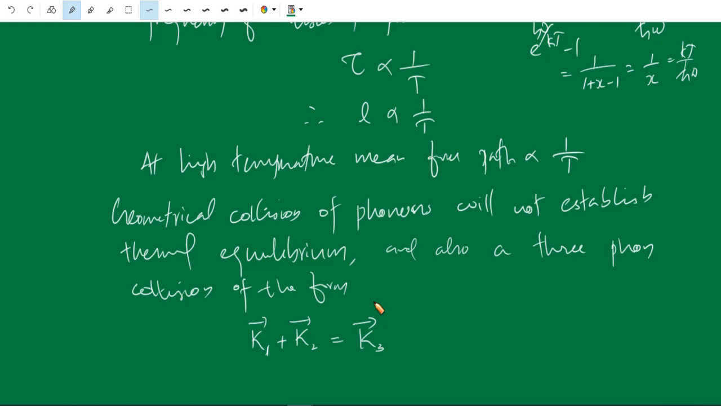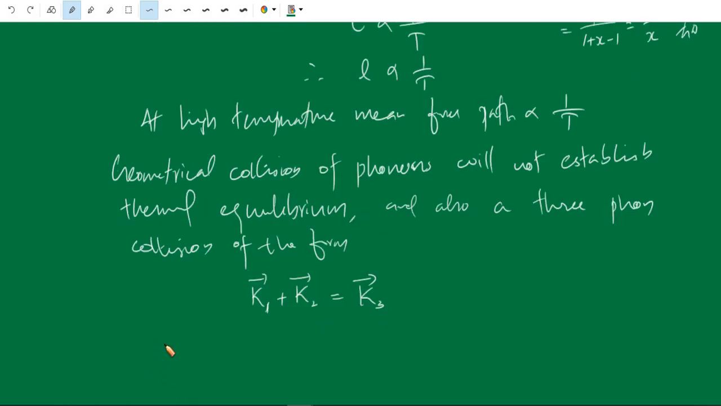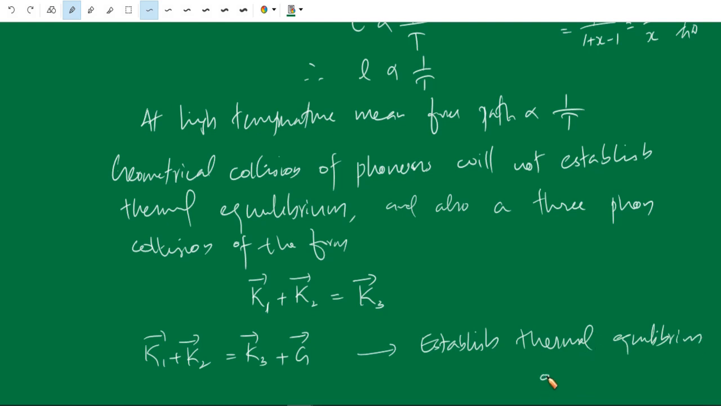So to establish a thermal equilibrium, there should be a three phonon collision of the form K1 plus K2 is equal to K3 plus G. These processes establish thermal equilibrium of phonons. So this is the first expression, and this is the second expression.